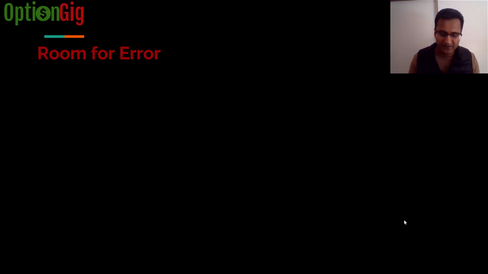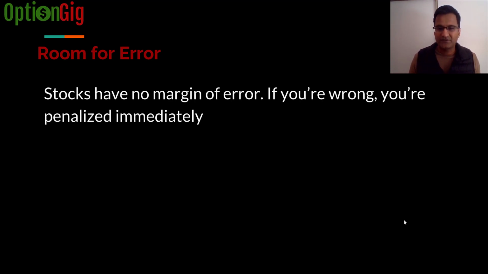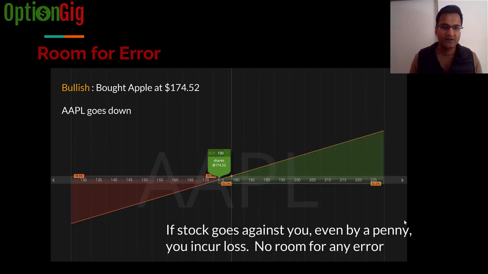All right, let's look at the third thing, which is room for error. Stocks have no margin for error. If you bought a stock at $175 and you are wrong, even by a penny, if this Apple stock goes a penny down, your portfolio goes a penny down. If Apple stock is down by $1, your portfolio is down by $1. There's absolutely no margin for any error. Look at this example. You bought it here. The moment the stock starts to go down, your portfolio is losing money. No room for any error.